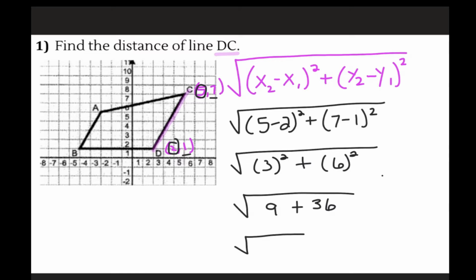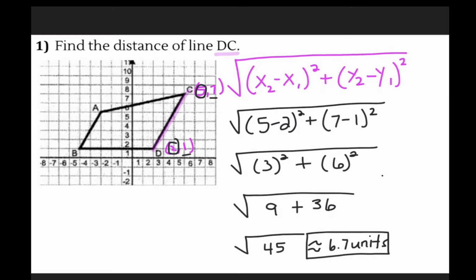We need to simplify inside our square root there. 9 plus 36 is going to give me 45. I need to take the square root of 45. Let's round that to the nearest tenth. Go ahead and figure that out. I get about 6.7 units apart. That is the distance between those 2 points.